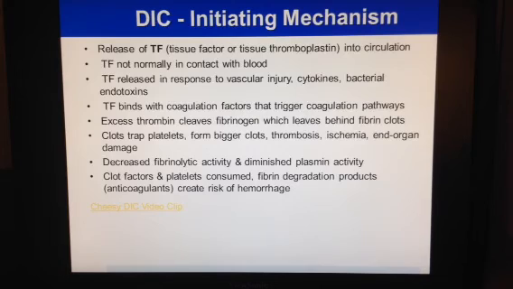Remember that tissue factor is not normally in contact with the blood. It's released in response to any kind of vascular injury to endothelium. Cytokines will also release it, and so will bacterial endotoxins. Please pause a minute and make sure you understand the sequence of events of DIC.